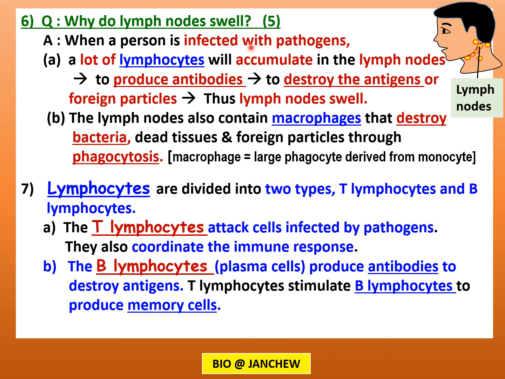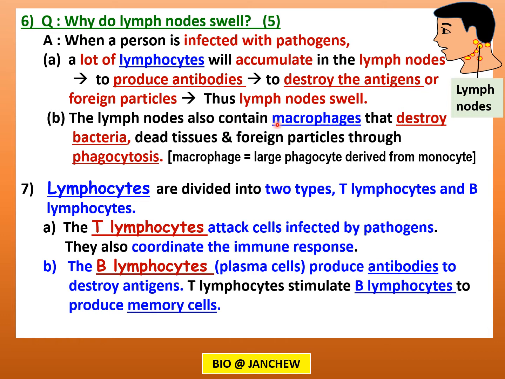So when a person is infected with pathogens, a lot of lymphocytes will accumulate in the lymph nodes. The soldiers, our body soldiers, the lymphocytes, will be deployed. They will be transported there. They will accumulate in the lymph nodes, and they will quickly attack the pathogens by producing antibodies in order to destroy the antigens or foreign particles, which could be the pathogens, and thus the lymph nodes will swell. The fluid will accumulate there with the cells, all right?